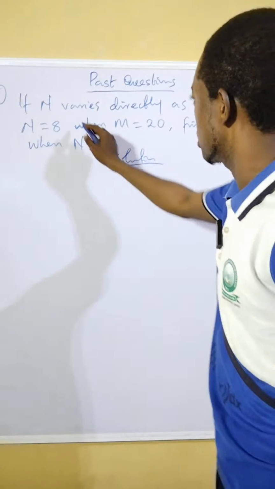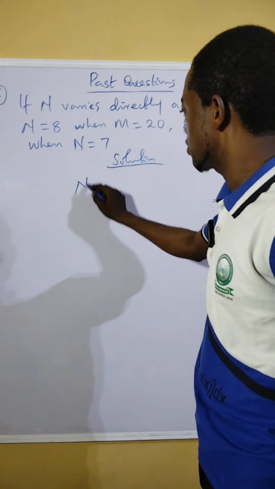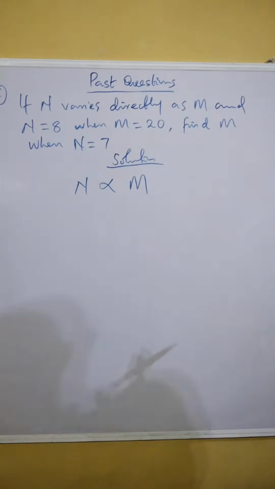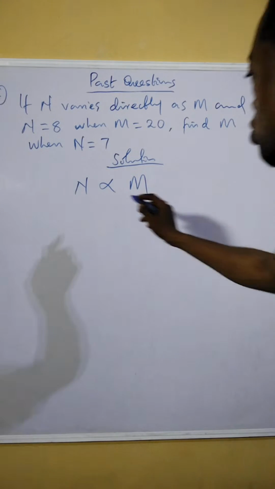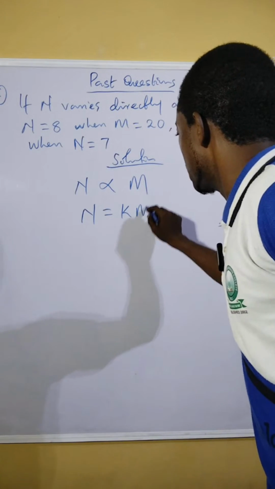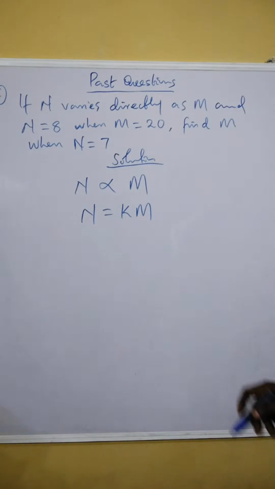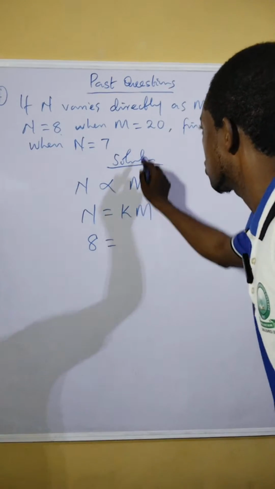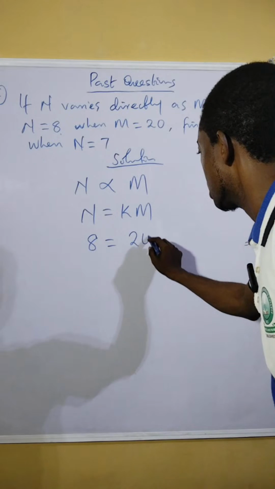And n varies directly as m means n varies as m. Now we can remove the sign of proportionality here, and we put an equality sign and a constant. So n equals km, where k is a constant. Then they say n is 8. That means 8 equals m is 20, 20 times k, that's 20k.